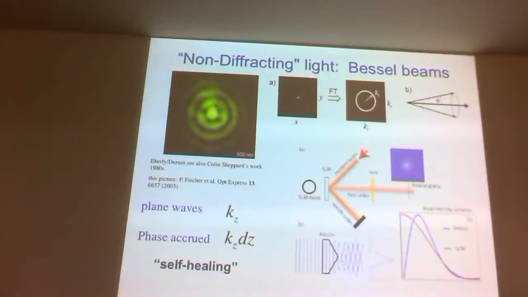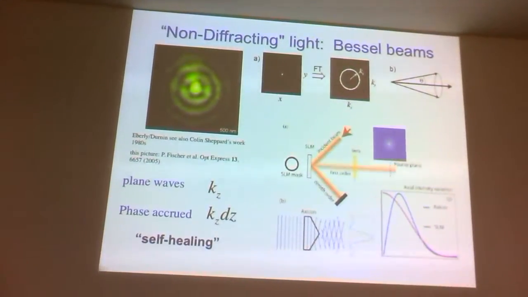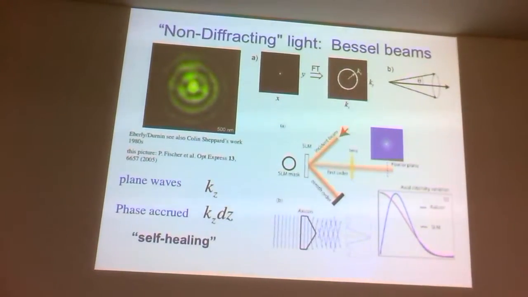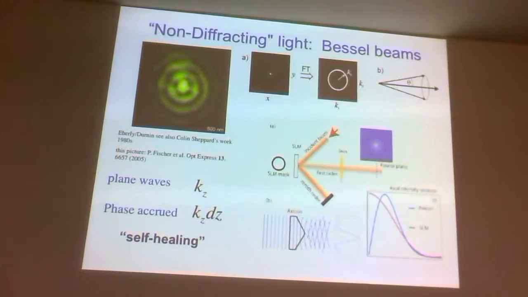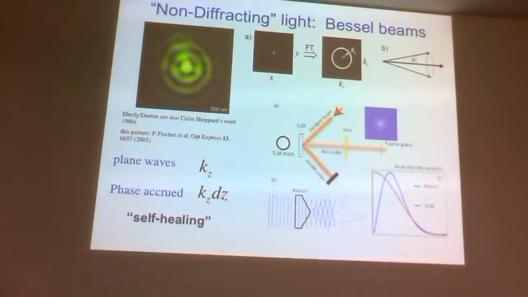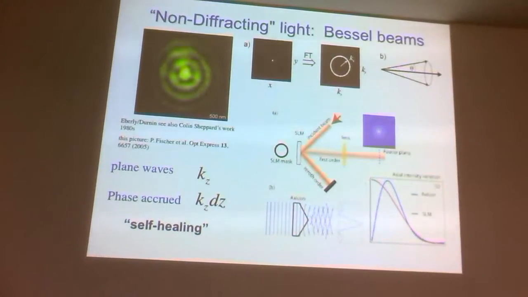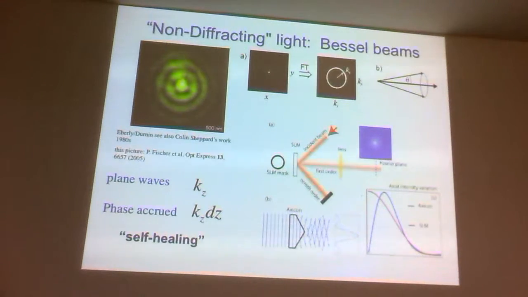So I'm going to move on now to further beam shaping. Instead of just making spots, we're going to use our spatial light modulator to do some more interesting things, perhaps. So if I had a laser pointer here, it would give me a spot of light maybe a millimeter in diameter. Shine on the wall, it'd probably still be a millimeter.